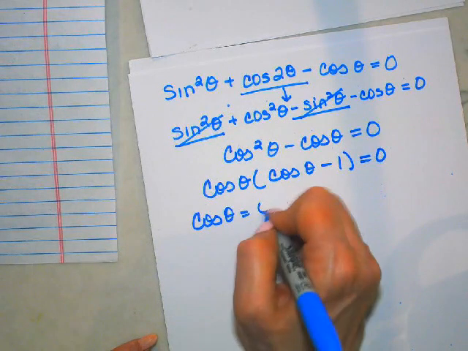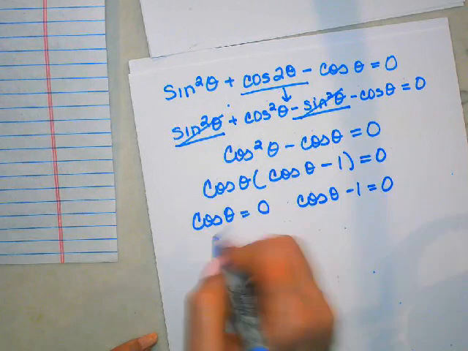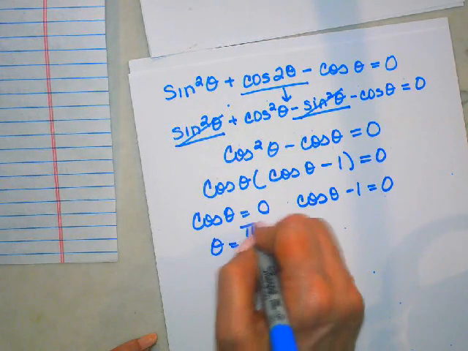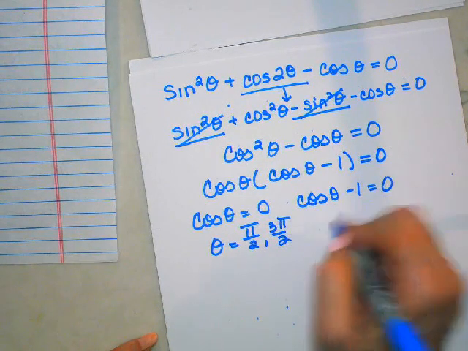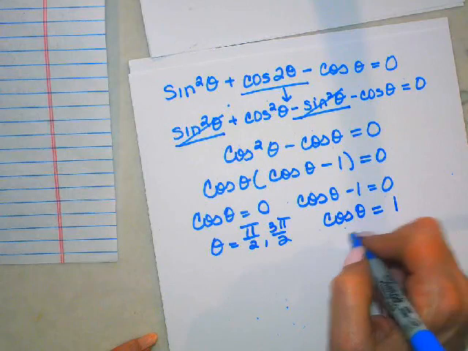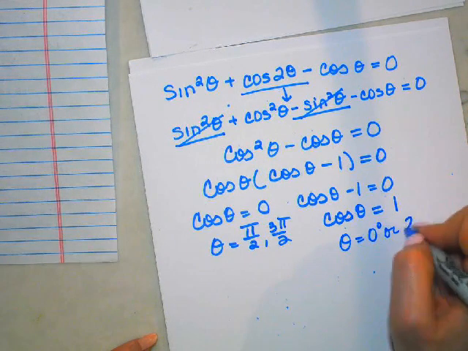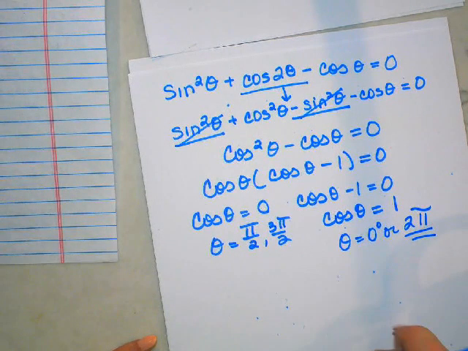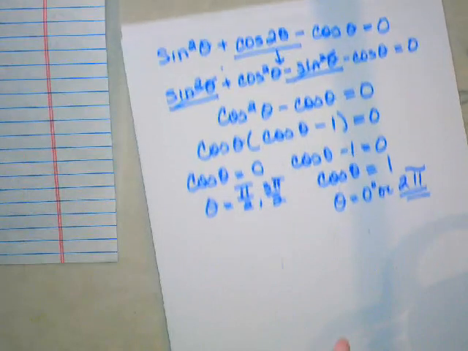And then again, I'm going to set them all equal to 0. When cosine is 0, we know that theta is going to be pi over 2 and 3 pi over 2. And when cosine equals 1, we know the answer is going to be, you could write it as 0 degrees, or you could write it as 2 pi. I prefer the 2 pi, because I know this gets you confused when we have the 0.